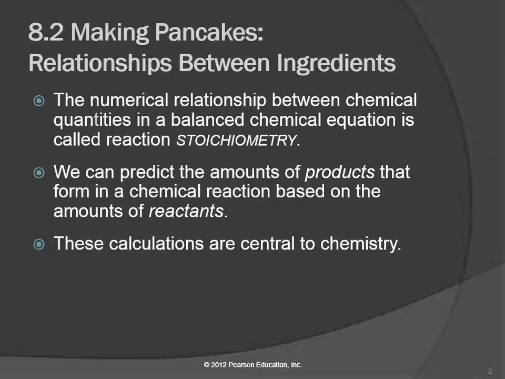Okay, so making pancakes. Hopefully everybody had breakfast. What we're going to talk about here is the numerical relationships between chemical quantities in a balanced chemical equation. We've now talked about how to write the equation, how to balance it, and the different types. Now we're going to look at amounts. Looking at the numerical relationships is called stoichiometry. That's a big new word for you there. Stoichiometry. We can predict how much product will get made by looking at how much reactant we start with.